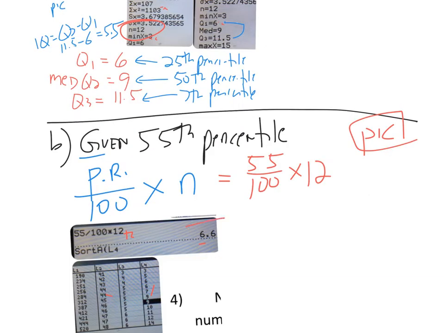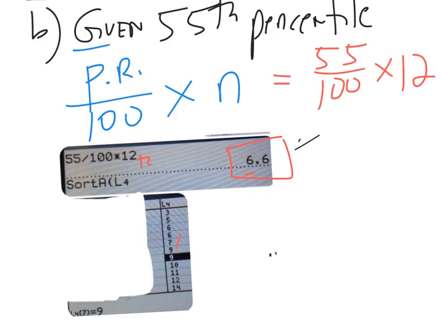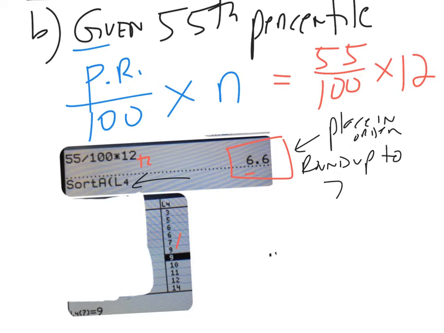So here you're left with 6.6. Remember, this represents the place in the order. So I want you to sort your data in order. And here we're going to go to 6.6, so we're going to round up to 7. So that means the 7th number in the list corresponds to the value that's at the 55th percentile.